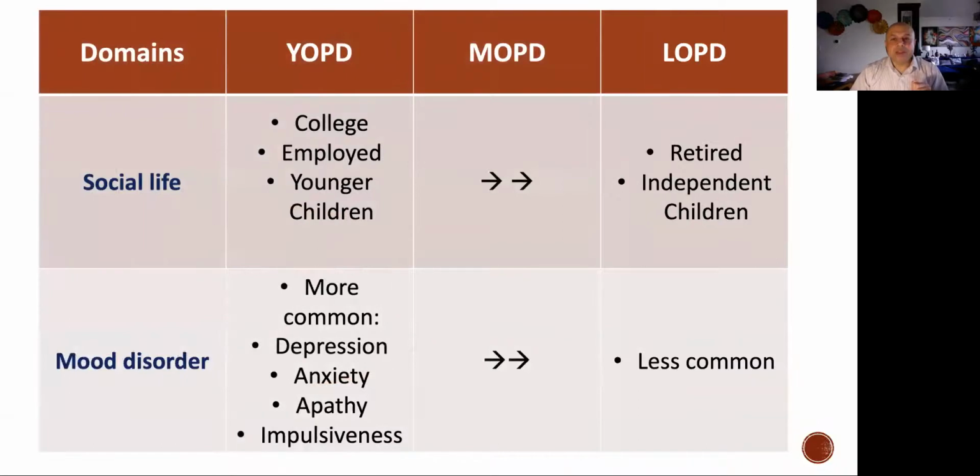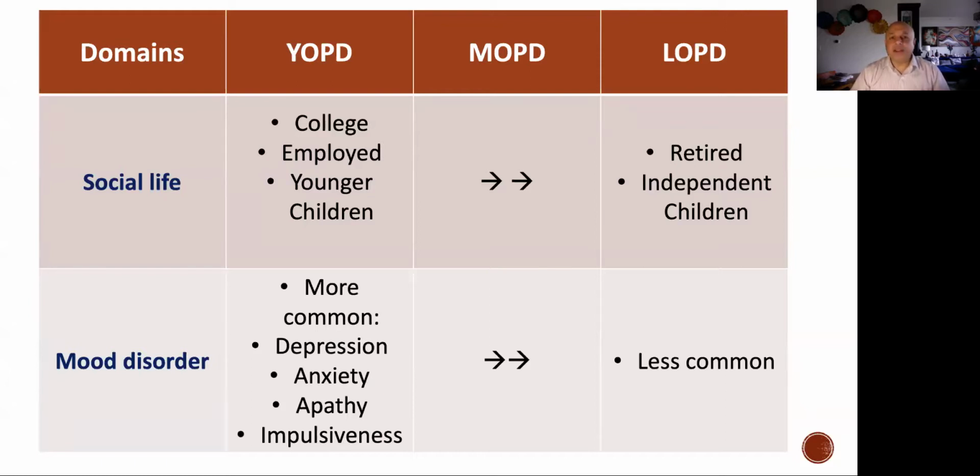So this column over here, which is a middle onset, is more of a transitional column when people are transitioning from young to late. So what goes into this column is usually things that are basically carryover from young onset. So I didn't put anything in here because this is more of a transitional state. Nonetheless, MOPD is similar to YOPD in many respects.